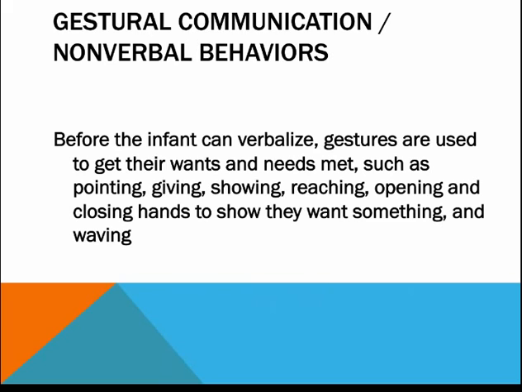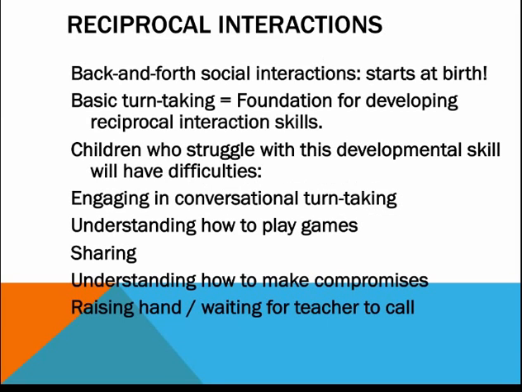And again, in that first year of life, because babies aren't talking, they are using all of the nonverbal behaviors, gestures, eye gaze, to communicate their wants and needs by pointing, giving, showing, reaching, opening up, using their hands to communicate their wants and needs. Reciprocal interactions, it's again another core language skill developed definitely by 12 months, but it starts at birth. And turn taking is the basic foundation for this. All right, understanding that when you engage with another person, it's a back and forth interaction.